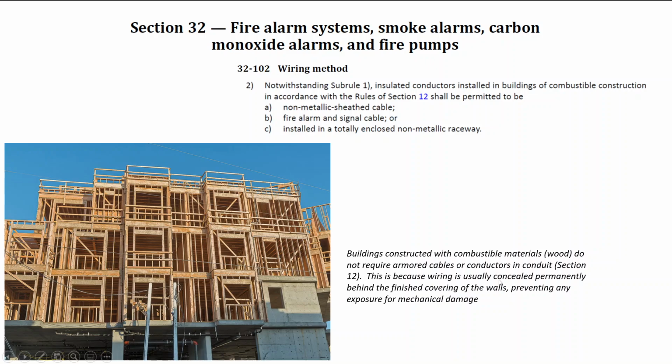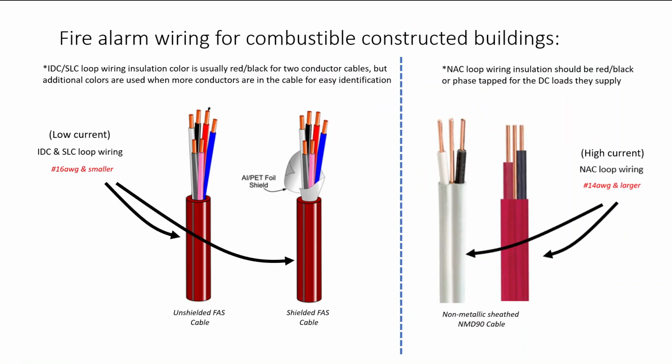This is because wiring is usually concealed permanently behind the finished covering of the walls, preventing any exposure for mechanical damage. So the types of cables we would expect to see in this type of situation would be the same type of FAS, unshielded or shielded, but they don't have to be armored. Again, this would be for the low current IDC or SLC loop wiring. On the other side, this would be the non-metallic sheath cable. This would typically be for the NAC loop wiring.